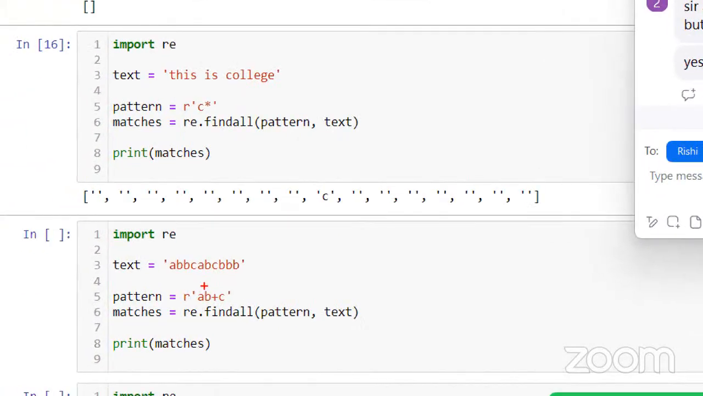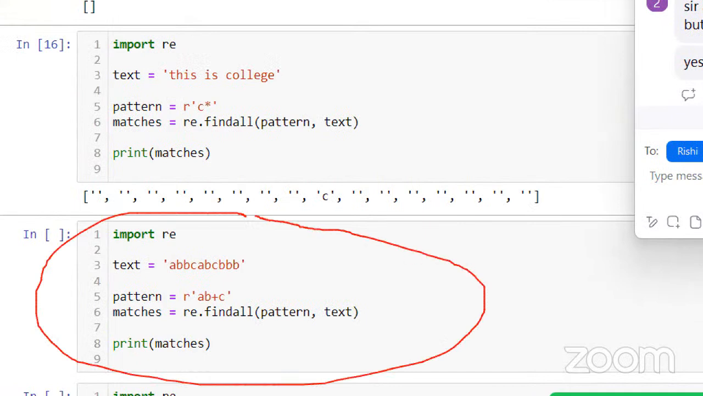Okay. So now try the next question. Please try to be interactive.